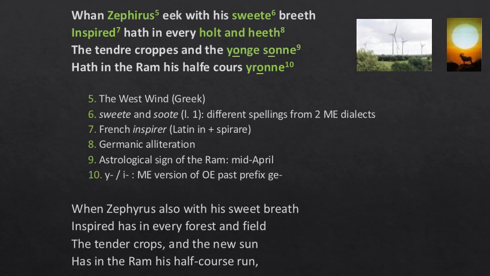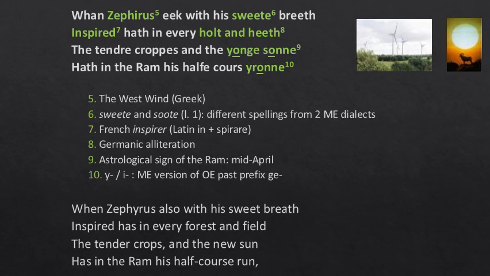So it's inspired the tender crops. And the younge sonne, the young sun, that's astrological. The sun passes through different astrological signs of the zodiac, and it's still young, meaning it's early in its progress through the ram part of the heavens. We don't think in those terms, but that's an astrological way of saying it's mid-April. And I'm recording this in a time when mid-April's not too far away.